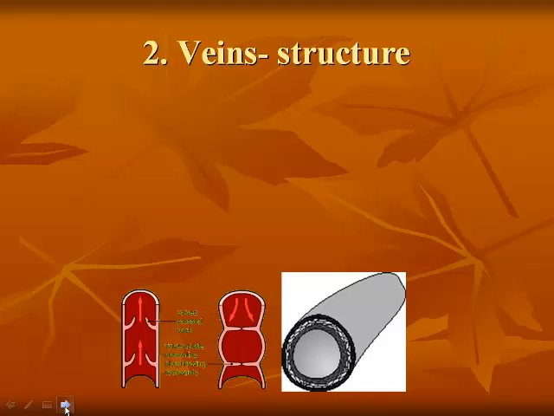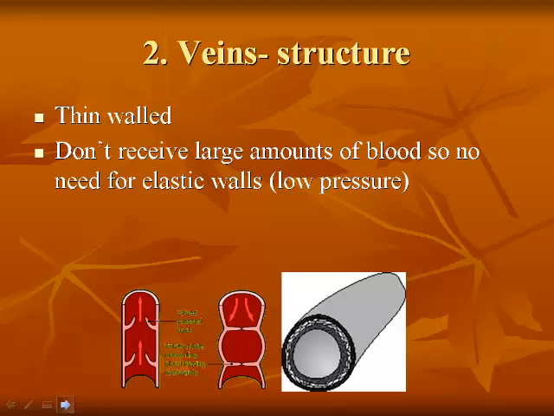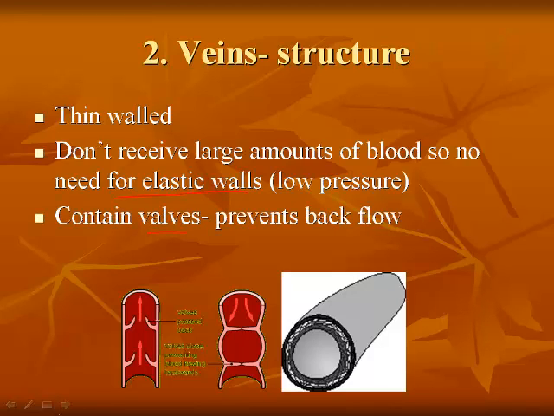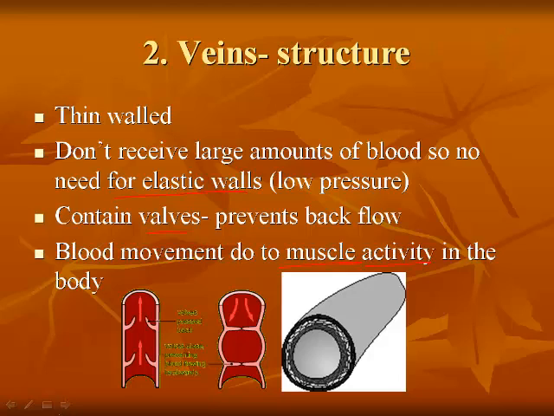The veins, in terms of their structure, are completely different than arteries in terms of their size. These ones are thin-walled because they're not pressurized. They don't really receive a lot of blood, so there's no need for elastic walls. So low pressure. But what they do have are these things called valves. Just like you had in your heart, the valves are meant to prevent backflow because these aren't being pumped. Veins that carry blood back to the heart need muscle activity in order to actually push the blood back against gravity back up to the heart.